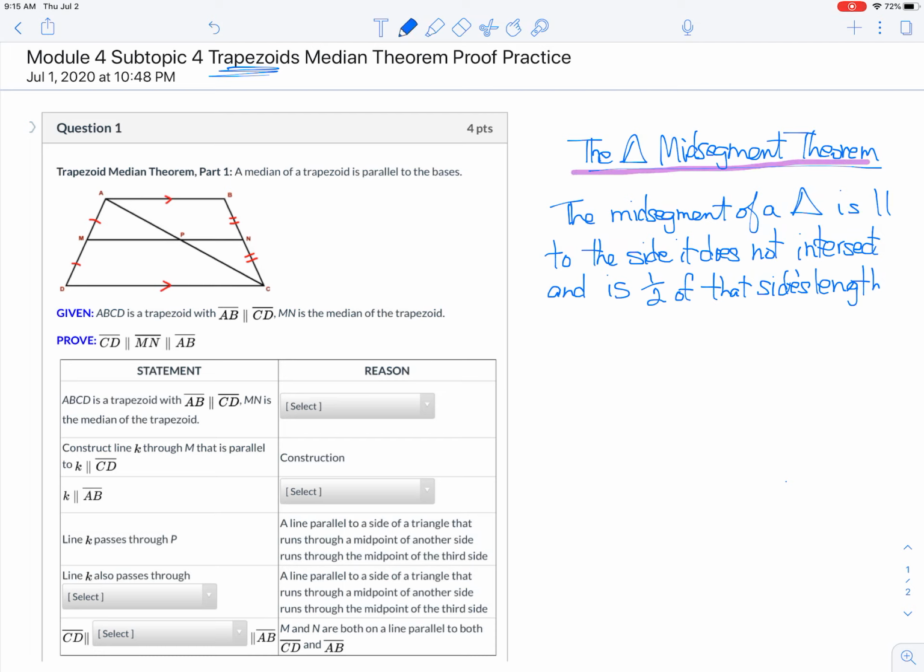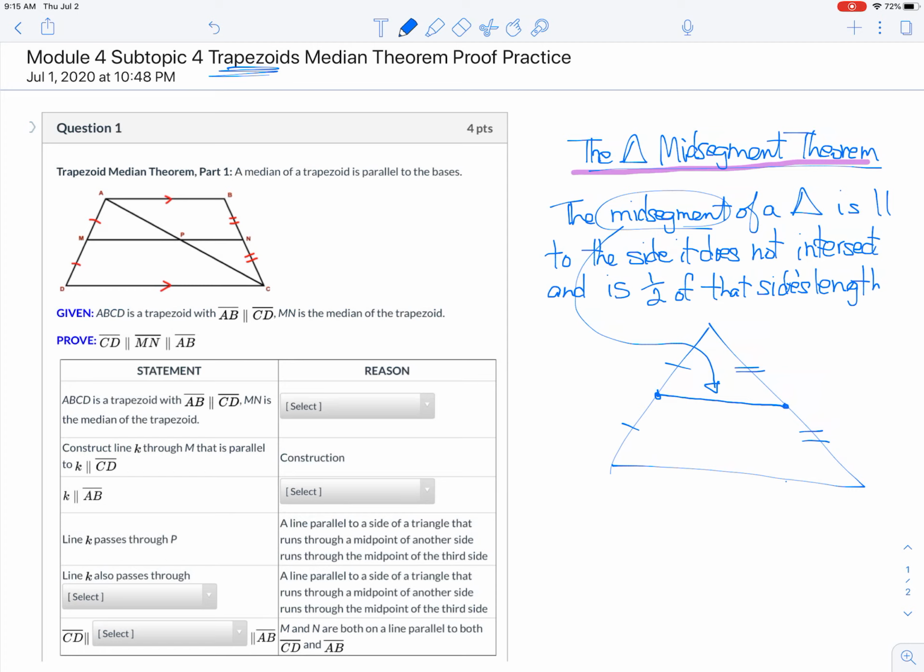Here it is over on the right, the triangle mid-segment theorem. We've got a triangle here, and for the mid-segment, I'm going to cut that side in half, and cut that side in half, and attach a segment between them. This is called the mid-segment right here, and it creates some special things.